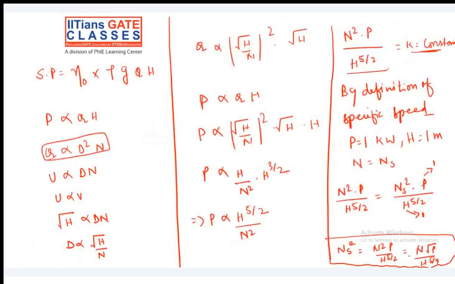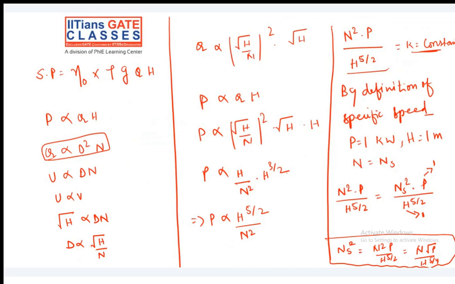So if any turbine is working under any different conditions, its specific speed has to remain the same. Why? Because Ns is N root P upon H to the power 5/4. So the specific speed of a turbine is fixed. A specific speed of a turbine under any operating conditions is not going to change.